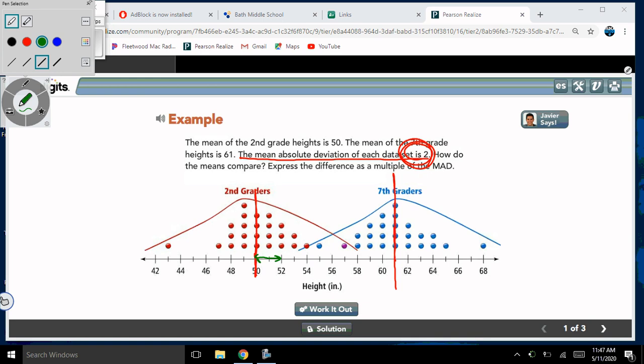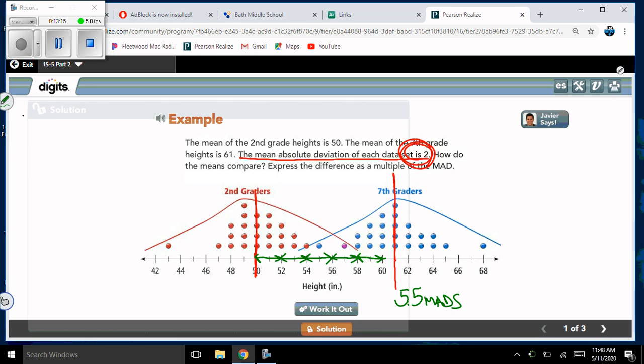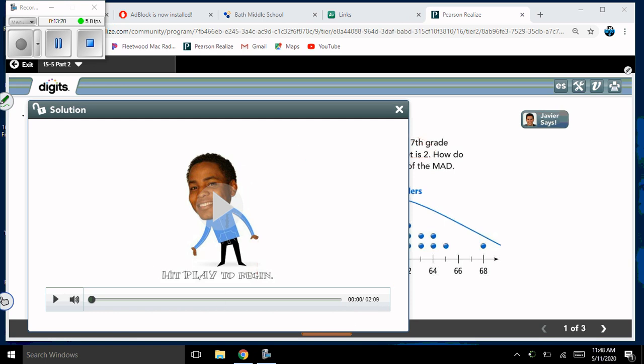Notice it's from 50 to 52, so the length of our MADs is going to be 2. Here's from 52 to 54, that's 2. Here's from 54 to 56, that's 3. Here's from 56 to 58, that's 4. Here's from 58 to 60, that's 5. And from 60 to 61 is not a full one, but a half one. So we're saying here that we're looking at 5.5 MADs apart. And again, trust me when I say that's exactly how they're going to calculate that situation.